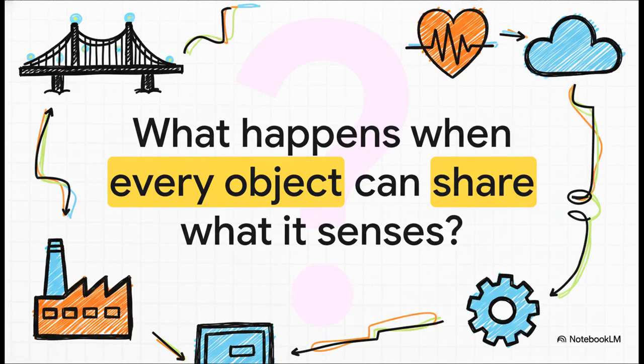And all of this leaves us with one last big idea to chew on. A standard like IEEE 1451, it's more than just a technical document. It's a foundational building block for the Internet of Things. So the real question is, when every single object, from a bridge to a car to a heart monitor, can sense its environment and speak a common language, what kind of world are we going to build?